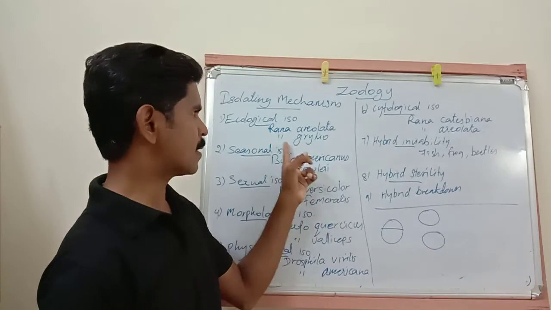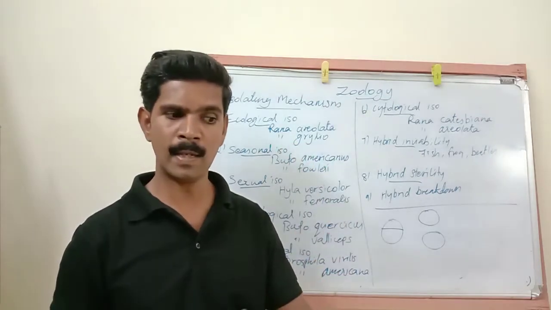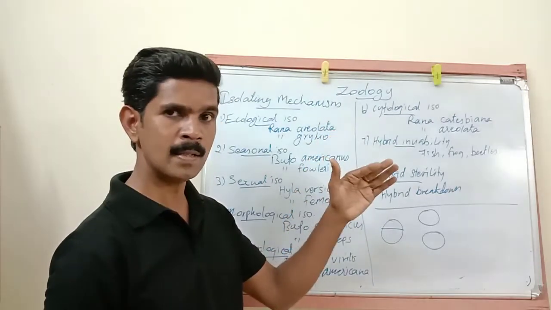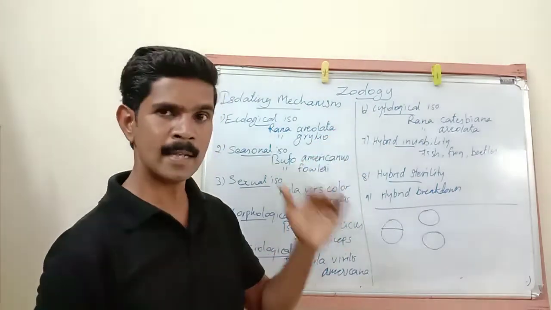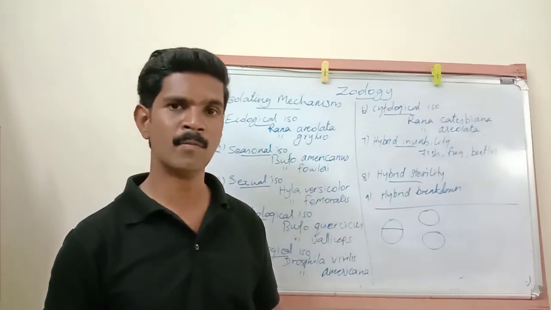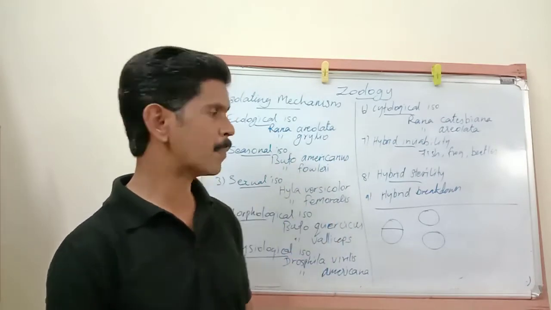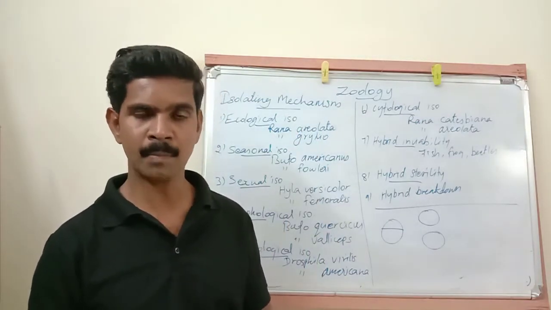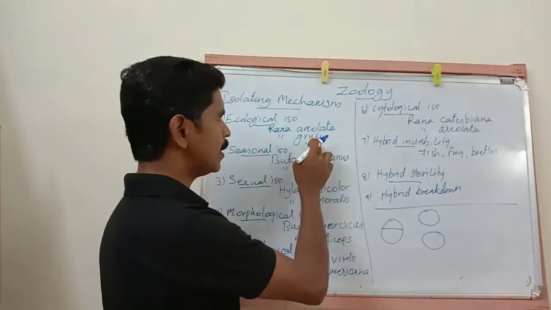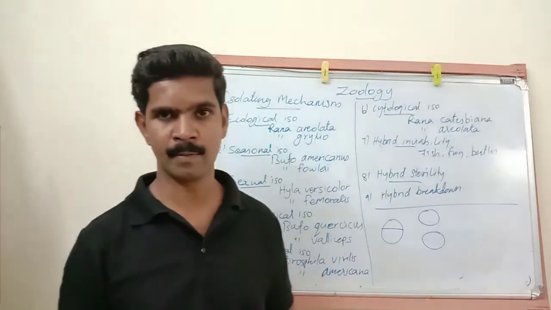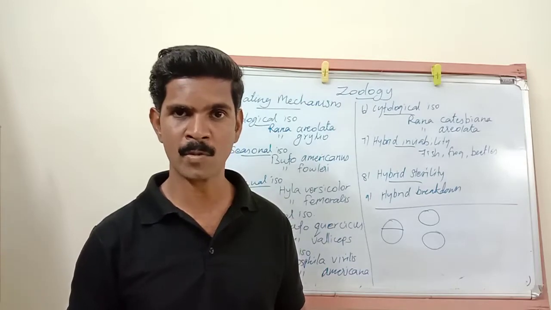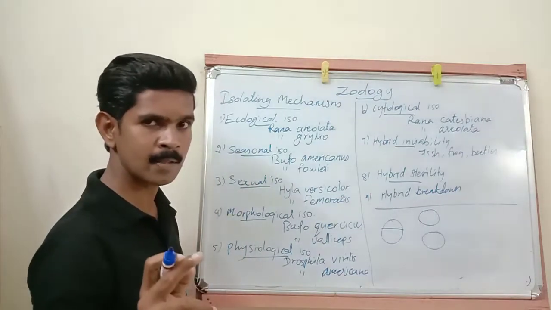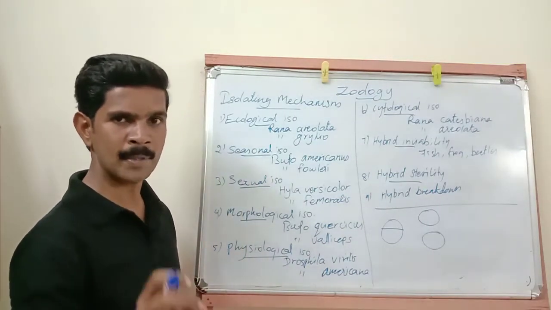But this Rana grylio lives in the deep region of the water. So this one is living in the shallow region, and this one is living in the deepest region of the water body. So the living places of these two closely related species are different. Because of this reason, reproduction between these two species is prevented. I hope you understood this ecological isolation. Ecological isolation means differences in the habitat.